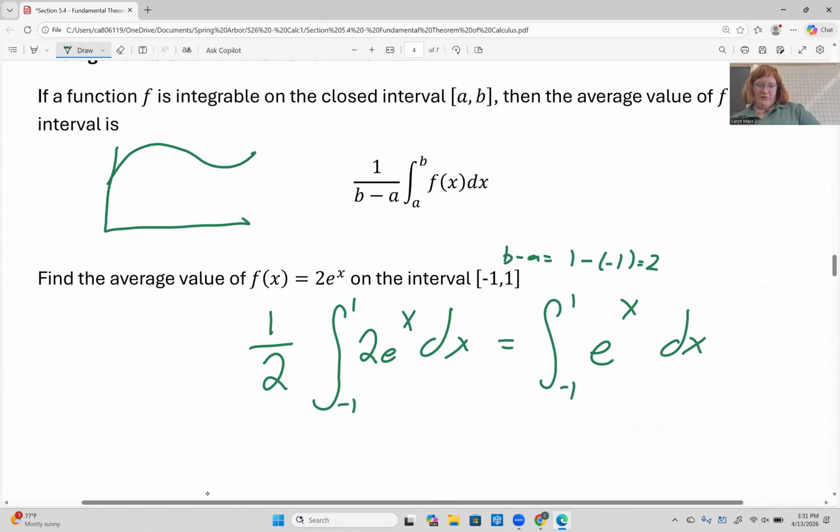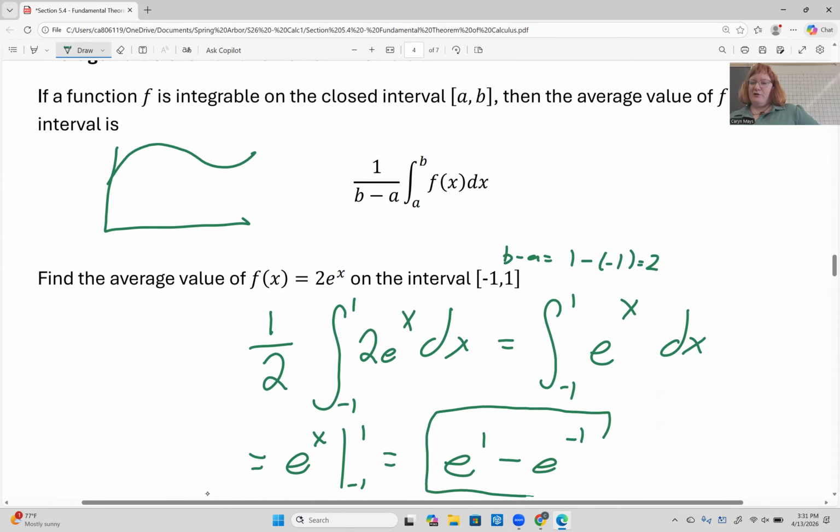What is the antiderivative of e to the x? E to the x. E to the x from -1 to 1. What do I plug in first? E to the 1. I plug in the 1 minus e to the -1. We can get an actual value from a calculator, but the average value is e minus e to the -1. Can you actually get what that is? I see the calculator in your hands.